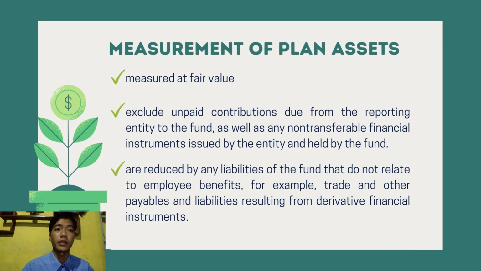So, measurement of plan assets. First, plan assets are measured at fair value. In the fair value measurement, these values should be reduced by brokerage commissions and other costs normally incurred in a sale if those costs are significant or similar to fair value less cost to sell. Fair value is considered to be the most relevant information for assessing the plan's ability to pay benefits as they become due and the future contributions necessary to provide benefits promised.